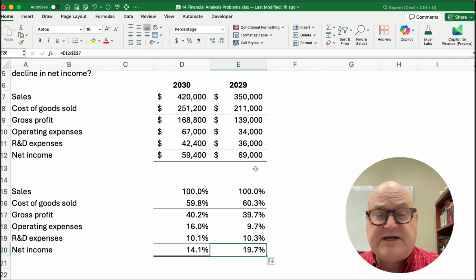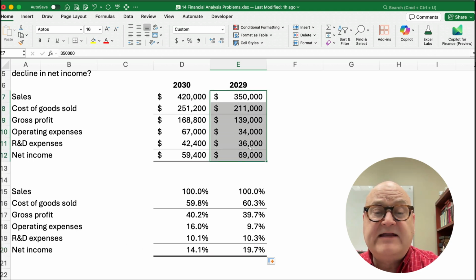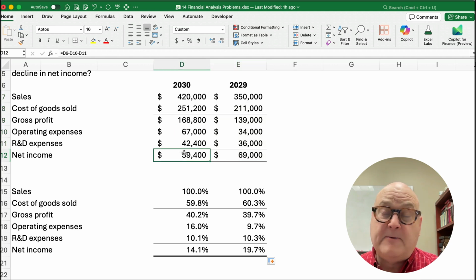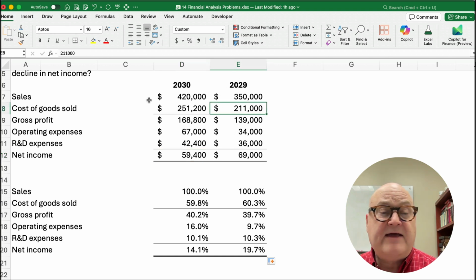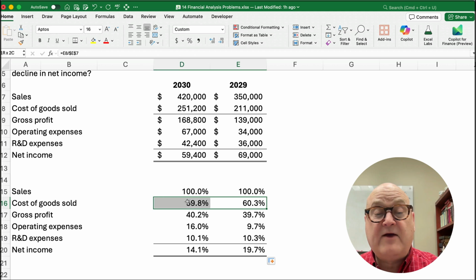So here is the challenge. Our net income was 19.7 or $69,000. It actually went down to 59,400. Now, one of the things we're looking at, everything's relative. So look at the cost of goods sold. Cost of goods sold went from 211 to 251. It went up, but as a relative amount, it went down a little bit from 60.3 down to 59.8.